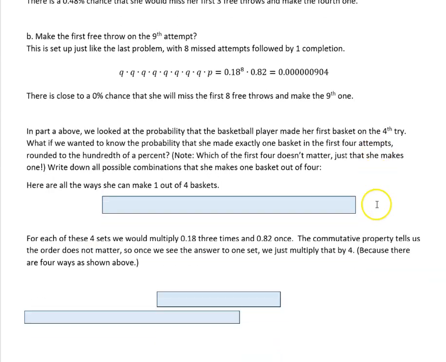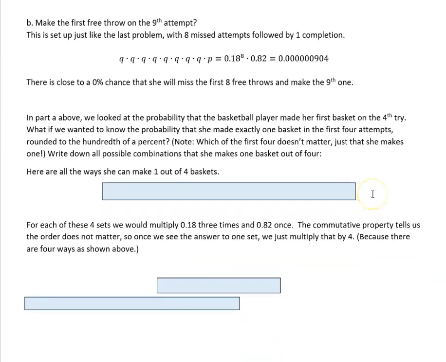Okay, and the third part of this. In our last example, in part A, we looked at the probability that a basketball player would make her first basket on the fourth try. What if we wanted to know the probability that she made exactly 1 basket in the first 4 attempts? We want to round that answer to the hundredth of a percent. We don't care which of the 4, just that she makes that 1 out of 4.